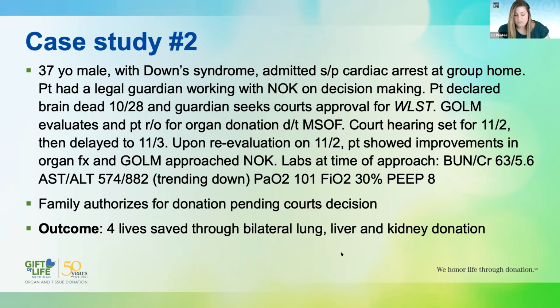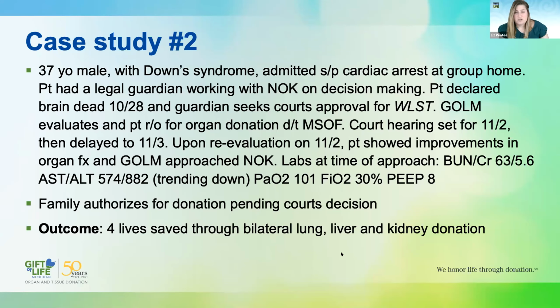So at time of evaluation, his creatinine was 4 and he was making no urine. His AST was unreadable at greater than 1600. ALT was 3,386 and PO2 was 70, and these were all still trending up.